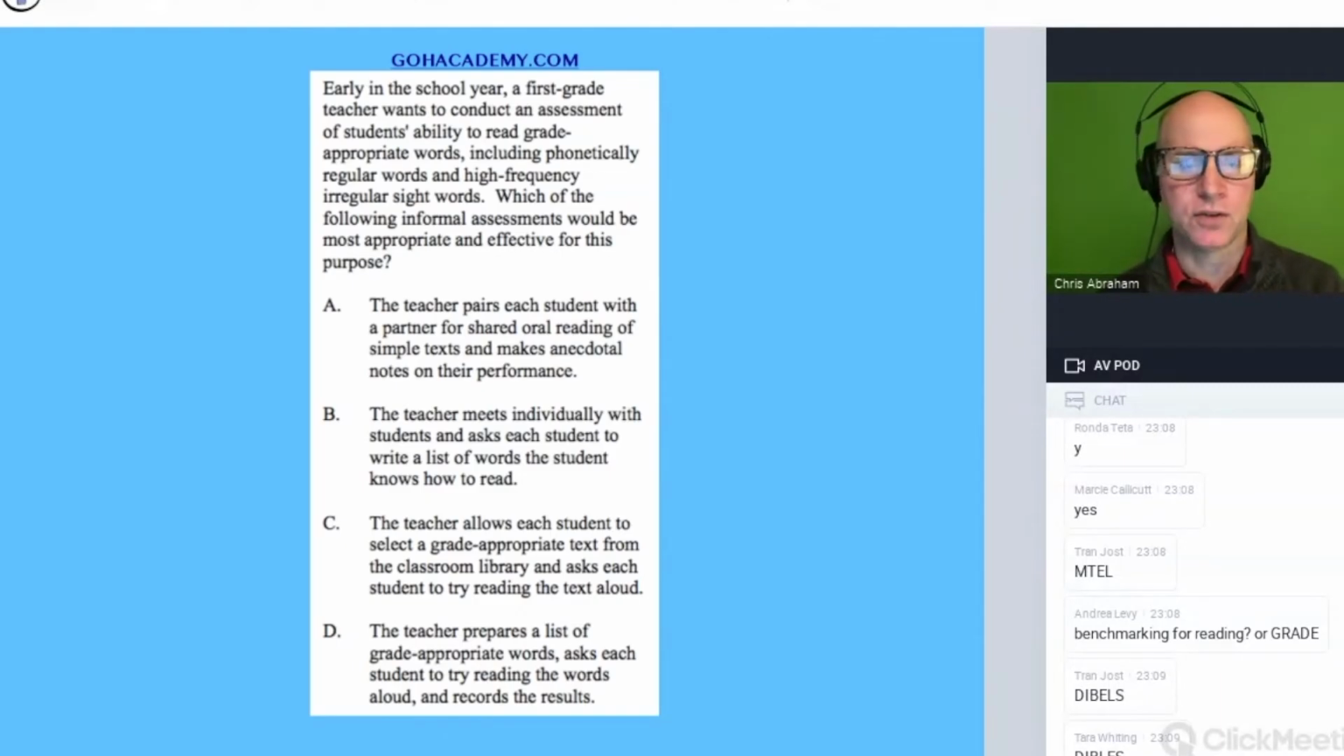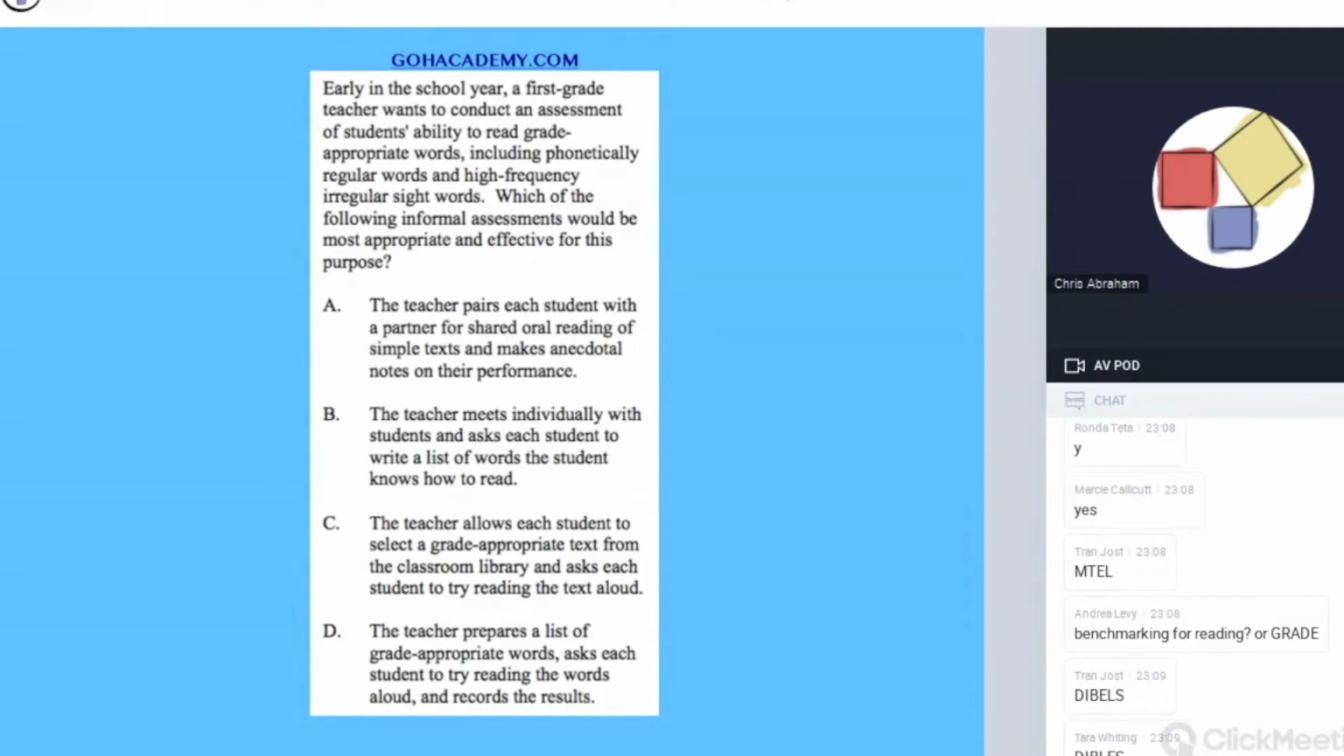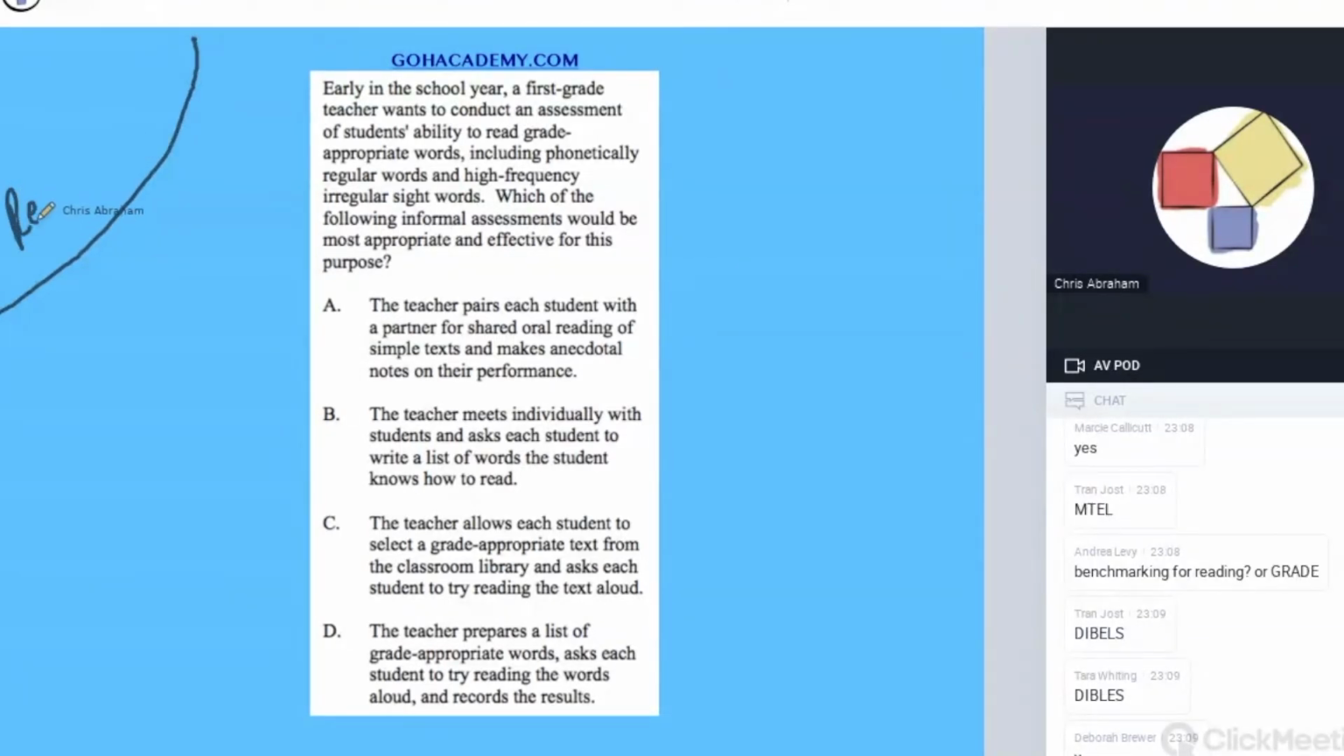Everyone take a moment. This is our first one. Read it to yourself. 30 seconds, go. Read this one over. 30 seconds. Give me a thumbs up when you've read this question.